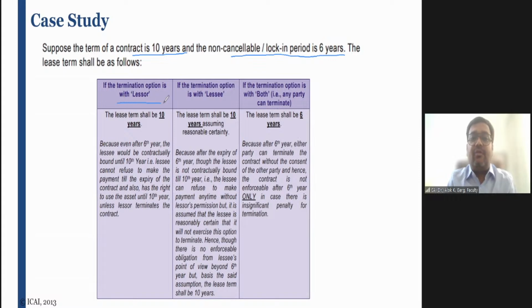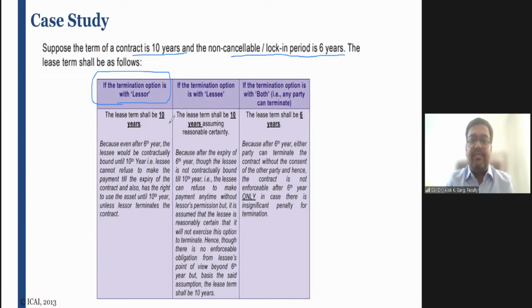If the termination option is only with the lessor, not with the lessee, what will be the lease term? Is it 6 years or is it 10 years? We discussed this. If the optional termination right is with the lessor only, you have to take the full period as the lease term, right?